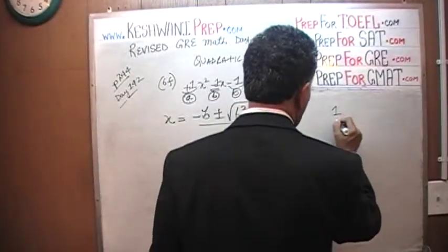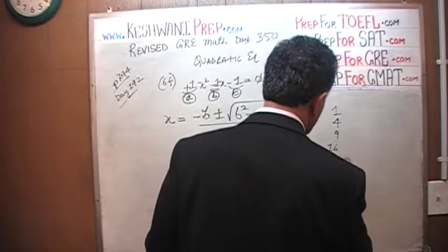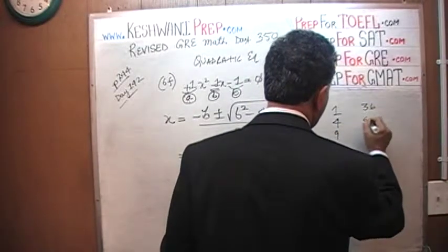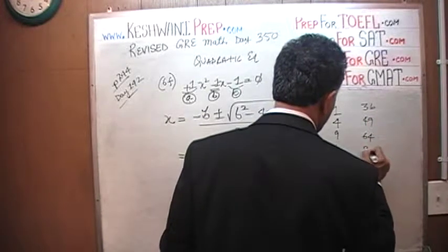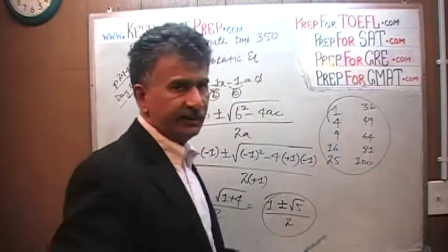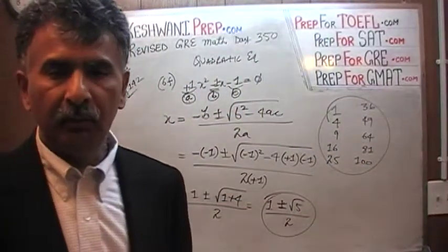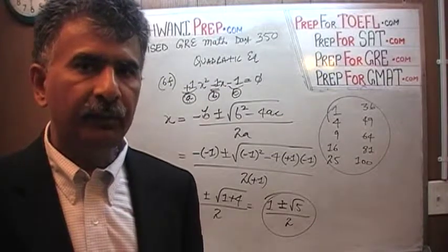So 1 squared is 1, 2 squared is 4, 9, 16, 25, 36, 49, 7 squared, 8 squared is 64, 81, and 100. This is not a problem. This is not a big deal. Almost everybody knows this thing. But you must also know your squares 11 through 20.